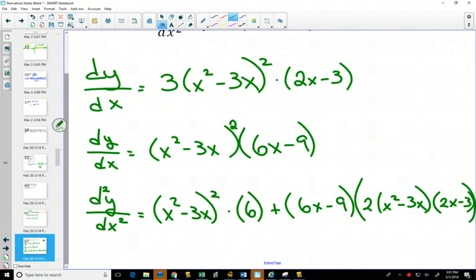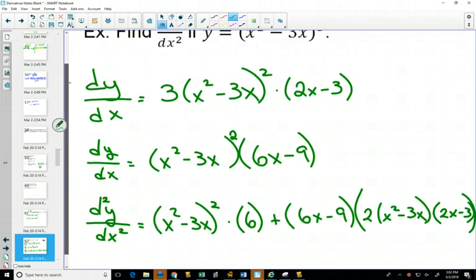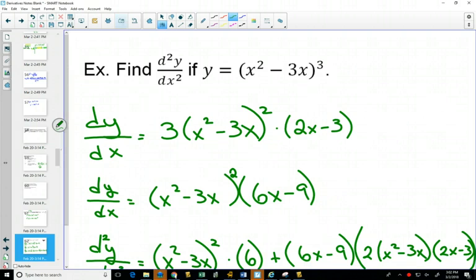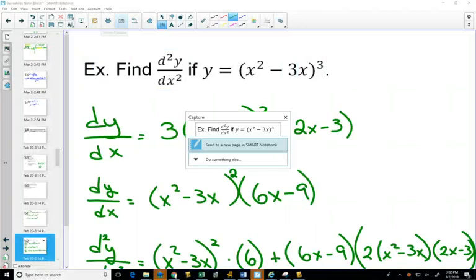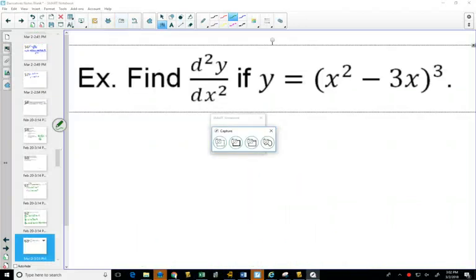So the fact that we had a product rule and chain rule in our second derivative made our final answer quite long. So sometimes, if you know that you're going to be needing to find your second derivative, you might look at your original function. And I'm just going to grab this to a new screen. You might look at your function and say, maybe cubing it's not that bad. Maybe I'm going to expand this.